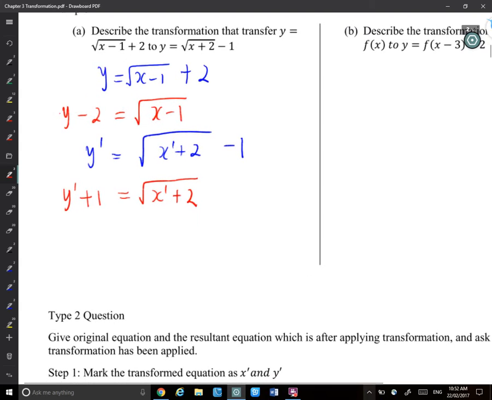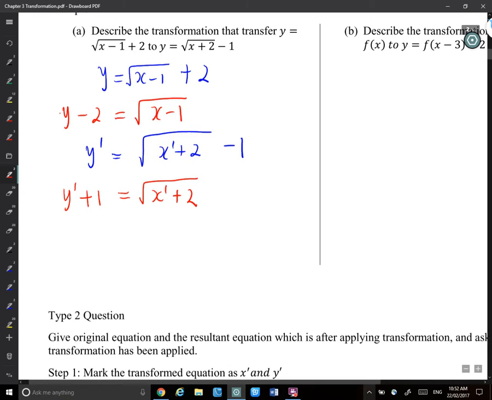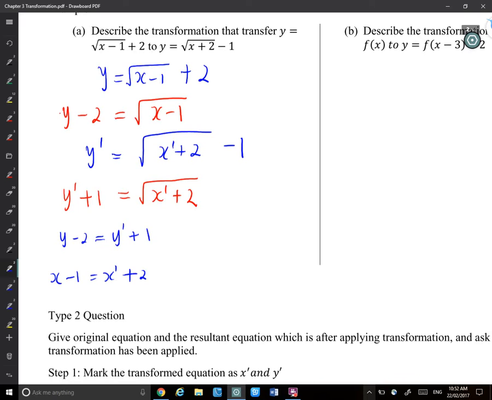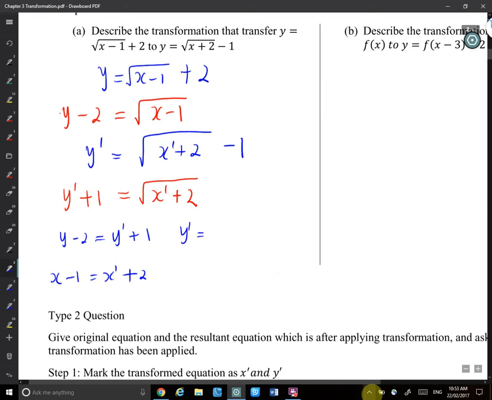And the next thing we're going to do is equate both sides. So y minus 2 equals y dash plus 1, and x minus 1 equals x dash plus 1, because the two equations apply to each other. So we equalize both sides and make y dash and x dash the subjects, because I want to see what the new y is compared to the old y, and what the new x is compared to the old x. So y dash equals y minus 3 and x dash equals x minus 3.